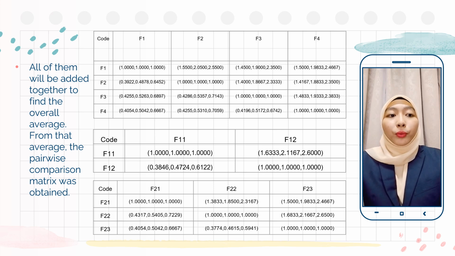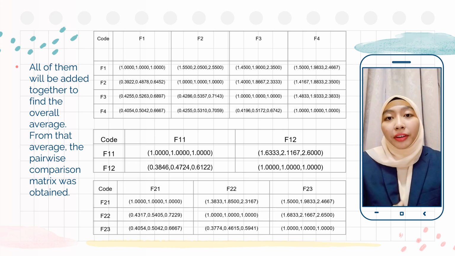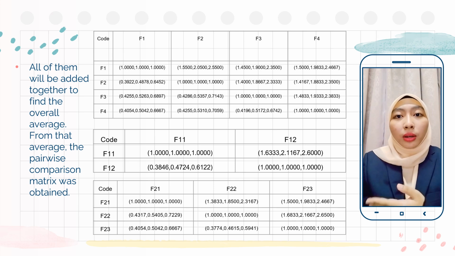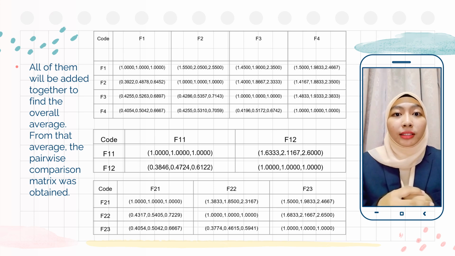All of them will be added together to find the overall average. From that average, the pairwise comparison matrix was obtained. And on my right, from the first table until the third table are all the comparison matrices for factors and subfactors.